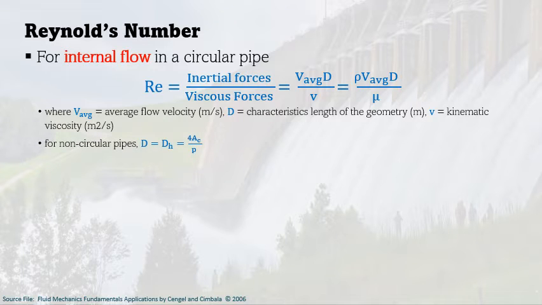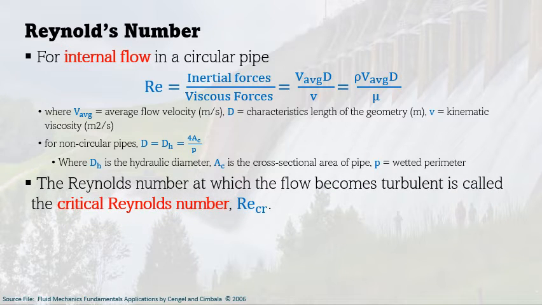For non-circular pipes, the diameter can be written in terms of the hydraulic diameter. Say for example, we have a square cross-section. We can write the hydraulic diameter as 4 times the cross-sectional area over the wetted perimeter.